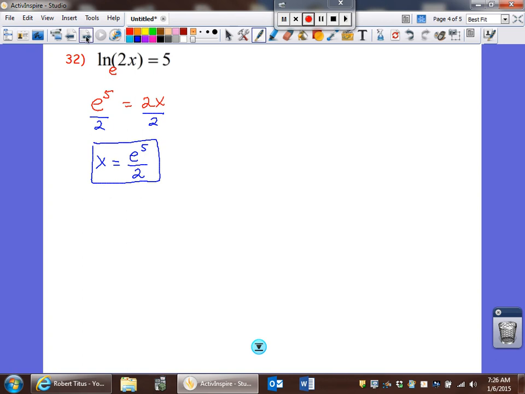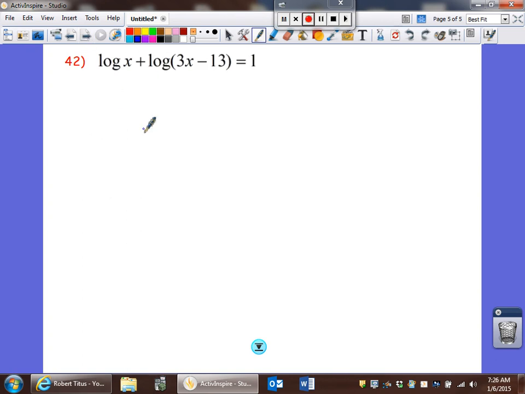We have one more problem for you, number 42. Number 42 also has the sum of 2 logs, and they both have a base of 10. But there is no log on this side, so we're going to be using that change of form from logarithmic to exponential. But before we do that, we have to put our 2 logs together. Our properties say how to put these 2 logs together.